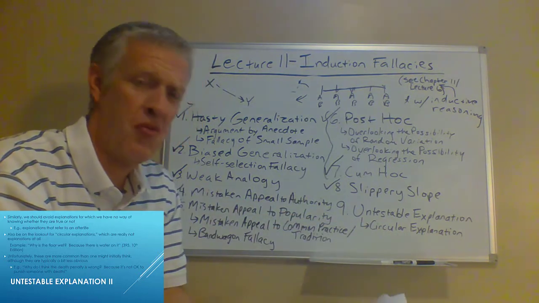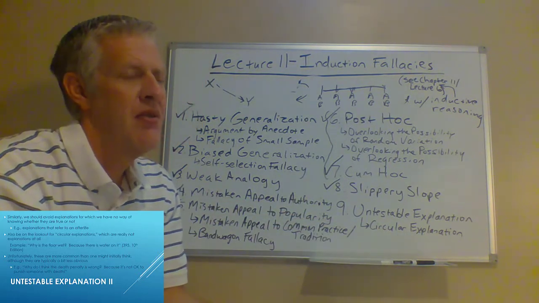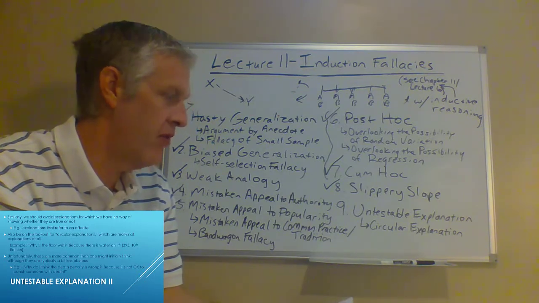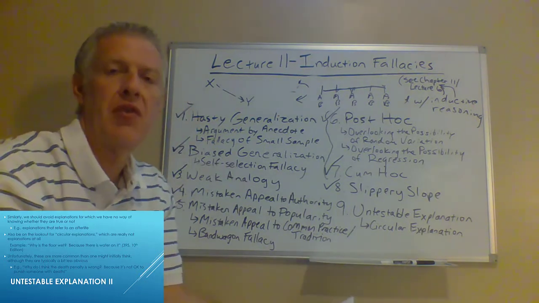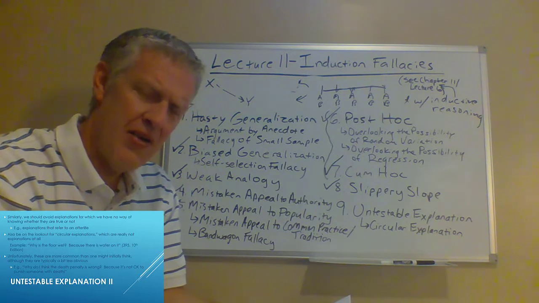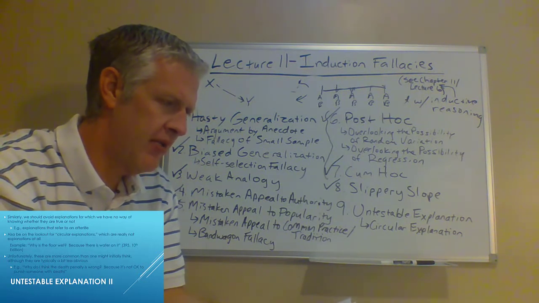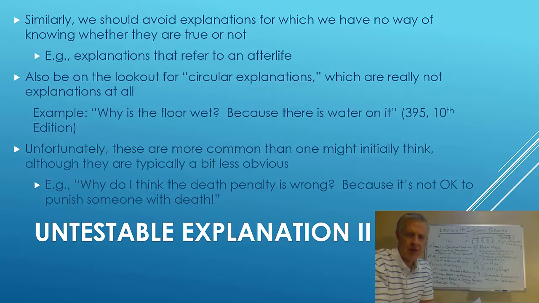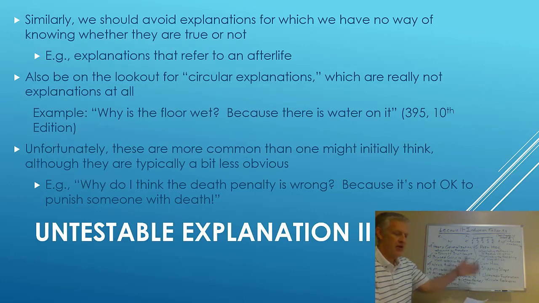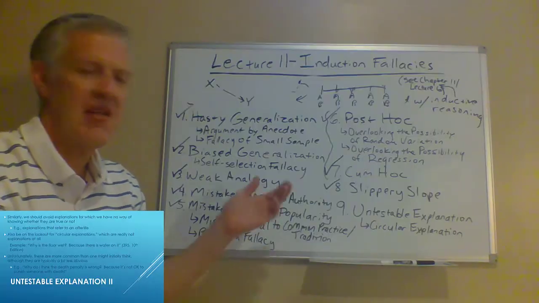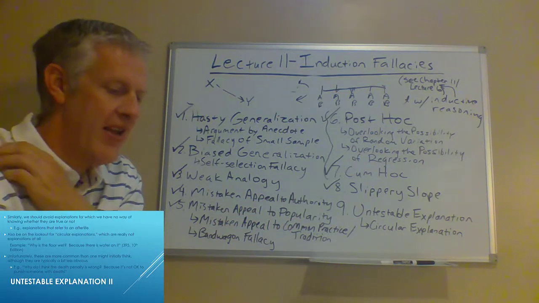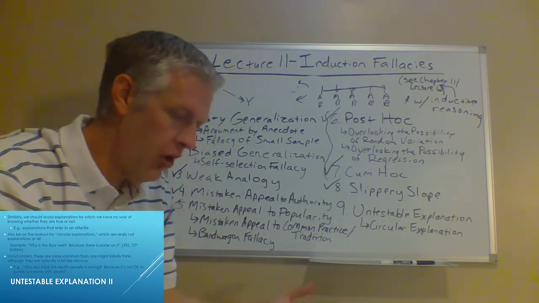A lot of times, sometimes these are pretty obvious, and when they are, it's clear there's a mistake. But sometimes they're not as obvious, and so they can be a little bit more confusing in those instances. So a clear example, page 395 of the 10th edition. Why is the floor wet? Somebody says, because there's water on it. That's just restating that it's wet, right? It's not offering an actual explanation at all.